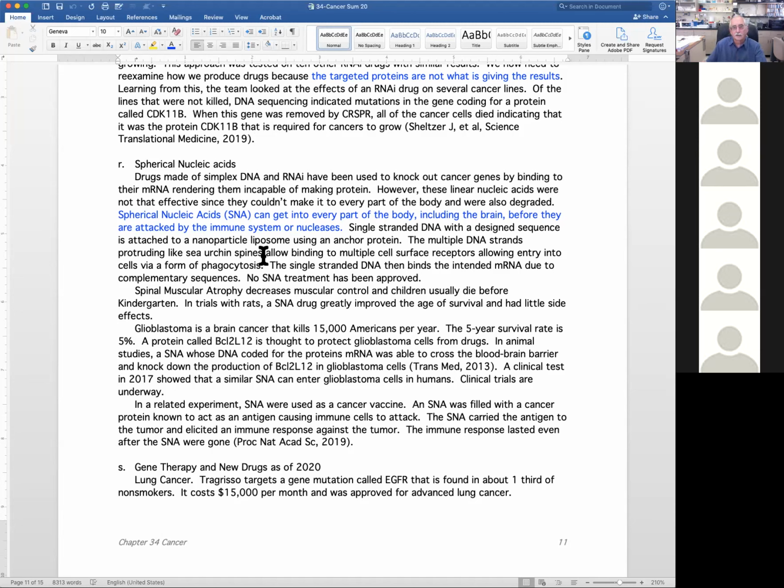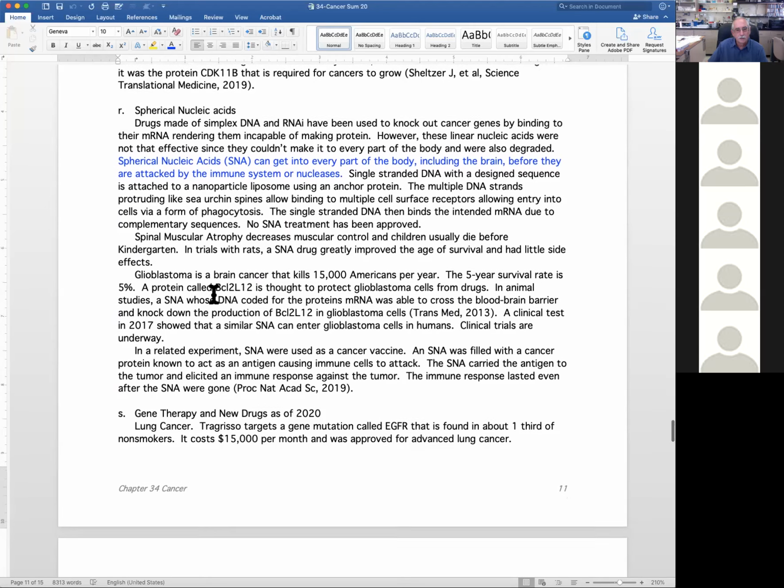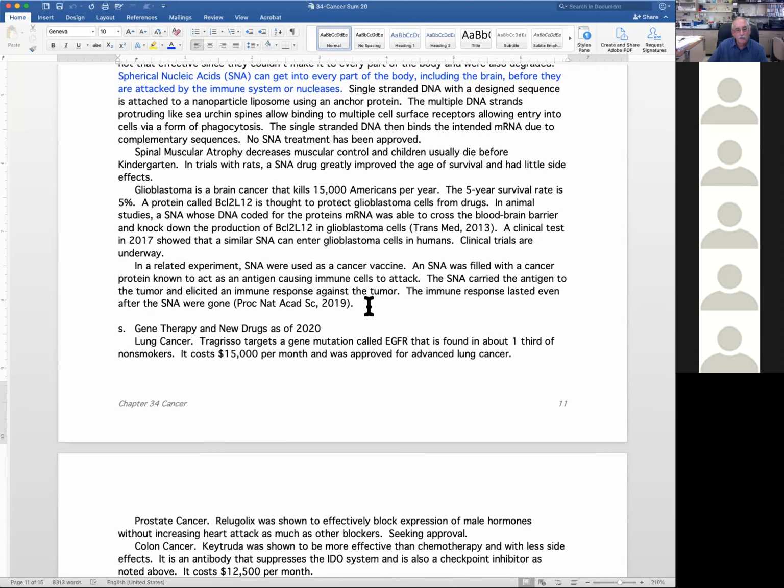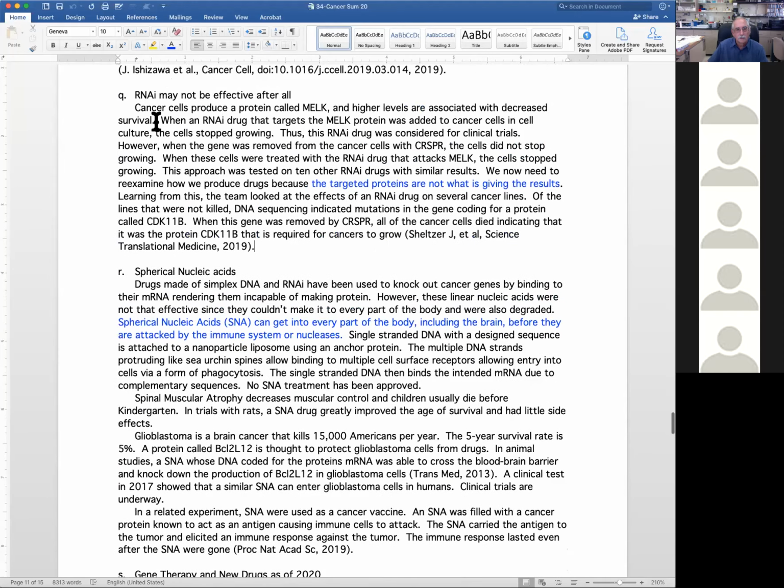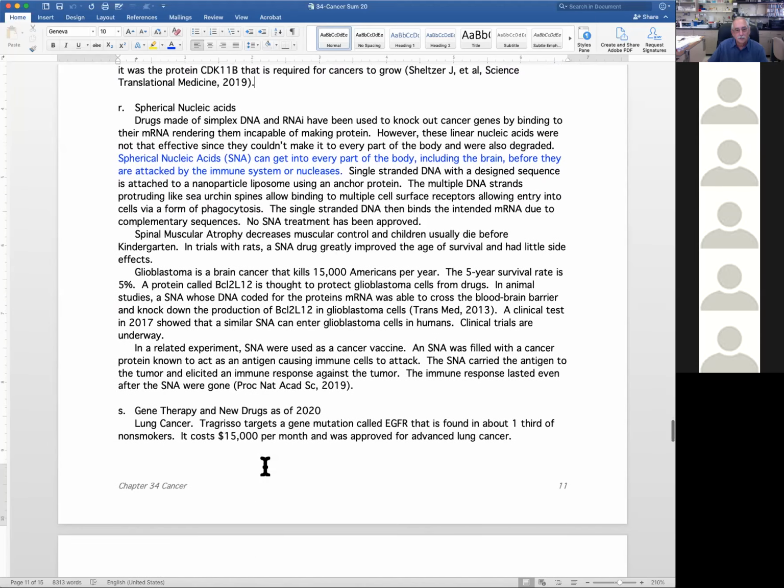So when they made this, it was like, how is this drug going everywhere in the body? And they found out that all these different spikes sticking out can bind to multiple receptors on a cell, causing the cell to bring it in by phagocytosis. So the single-stranded DNA then binds the intended messenger RNA. And right now, no treatment has been approved, but there have been some cases that show it could be an excellent way to make RNA interference, which doesn't work, using DNA.